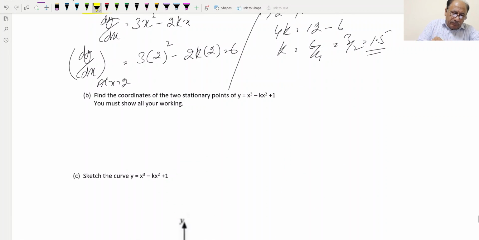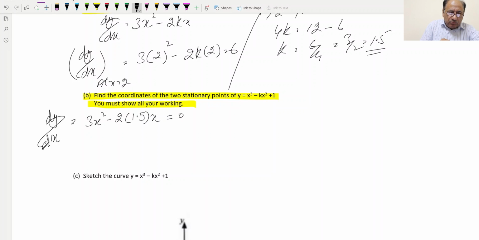This is 1.5, which we were supposed to find. It's done. Now for the B part: find the coordinates of the two stationary points. You must show all your working. So for the two stationary points, we find dy by dx. dy by dx is equal to 3x squared minus 2 into the k value 1.5, times x, and for a stationary point it is equal to 0. So we'll solve this equation and find the x values. 3x squared minus 3x is equal to 0. We can take 3x common, so 3x times x minus 1 is equal to 0, so x is equal to 0 and x is equal to 1.